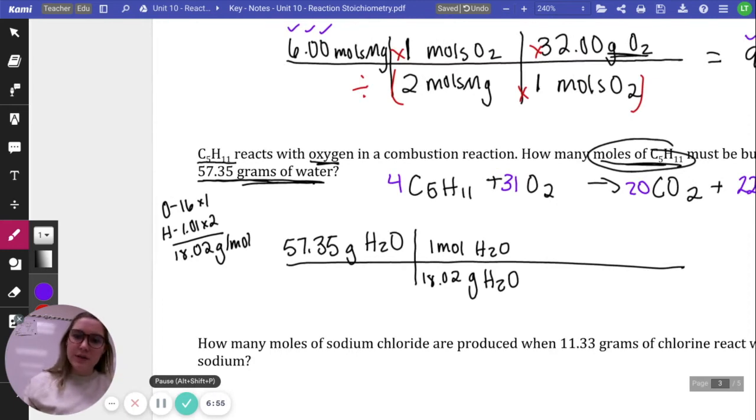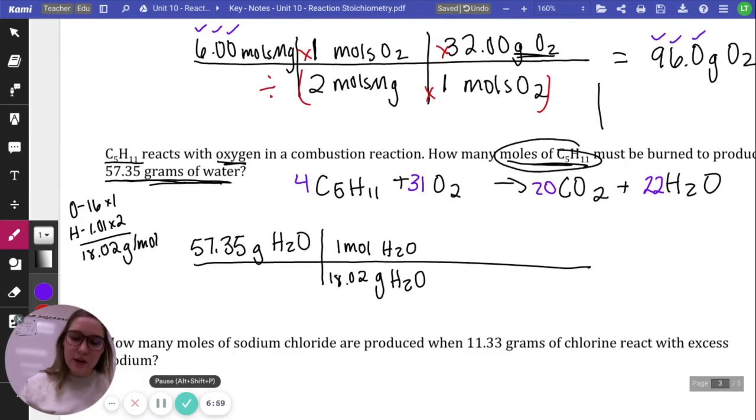All right, so now I'm in moles. So step 3 would be mole to mole ratio. I don't want moles of water. I want to be in moles of C5H11. So I'm going to drop moles of water low. And I'm going to do my mole to mole ratio based on coefficients of my balanced chemical equation. So it would be 22 moles of water for 4 moles of C5H11.